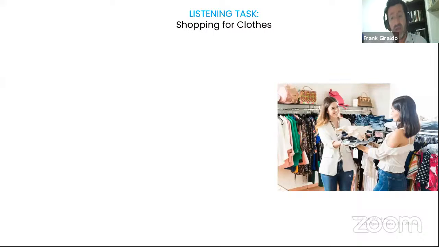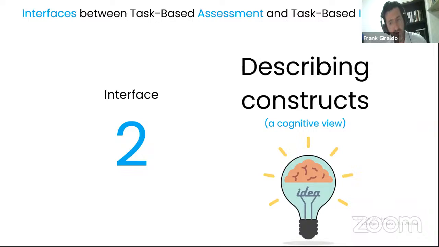So a listening task, your students are going to hear a conversation, and in this conversation, they need to activate a lot of listening skills. What happens in their brain when they are listening? So that's what's called the cognitive view of describing a construct. When you are listening, what happens in your brain?